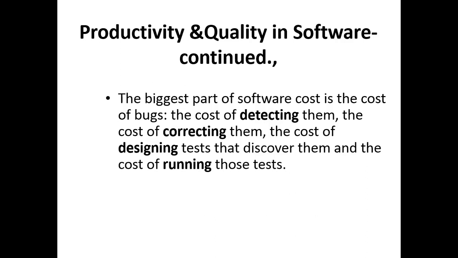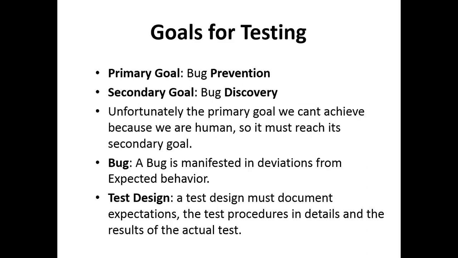The biggest part of software cost is the cost of bugs. To detect them, some money you have to spend. To correct them, money has to be spent. To design the test cases or the testing needs money. To discover them needs money. To run those test cases, again you need money as well as people. Money here means you are hiring testers. So that is the relation between the productivity and quality of software and software testing.